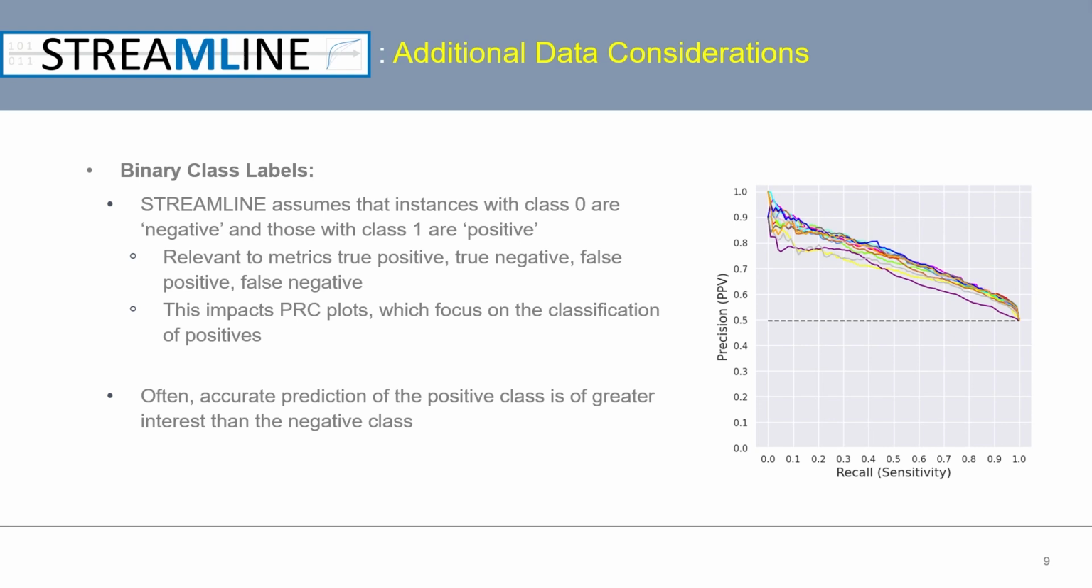Often, accurate prediction of the positive class is of greater interest than the negative class. And it's also common in datasets for there to be a larger number of negative instances than positive ones. So in general, it's best practice when using Streamline for the user to encode their own outcome label with 0 or 1 appropriately ahead of time to ensure that the right class is treated as the positive class.